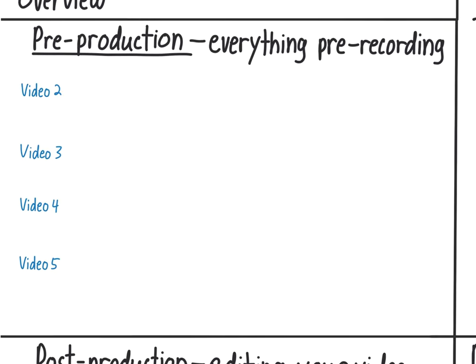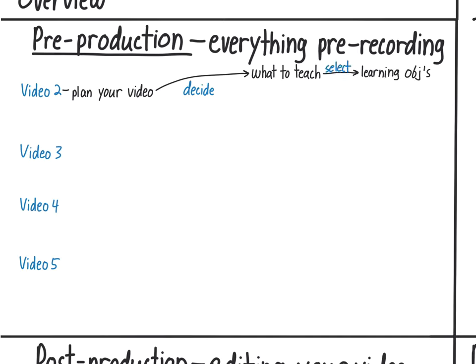Video 2 will show you how to plan your video. The first step is to decide what to teach by selecting your learning objectives. College professors will have more freedom here than teachers of younger students, but as much as possible, I recommend taking a good hard look at what you're teaching and why. For example, maybe you want to focus more on skills than content, or if you're a math teacher, want to focus more on math involved in financial literacy.